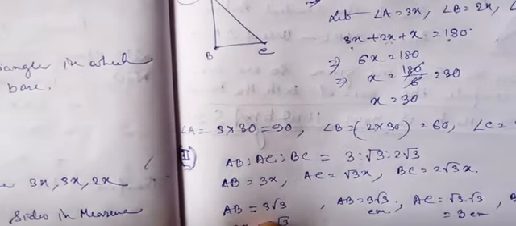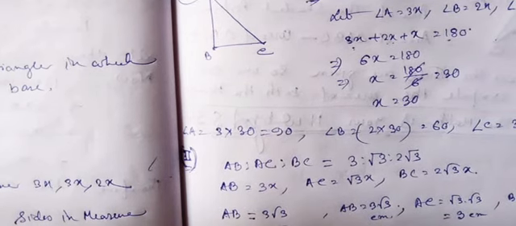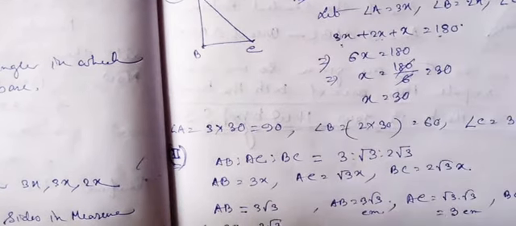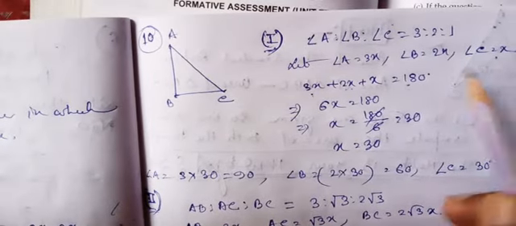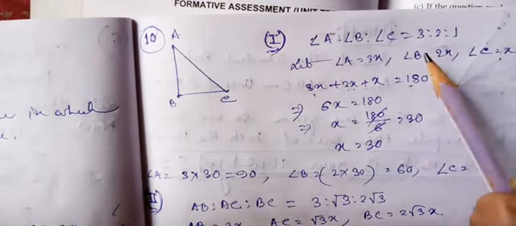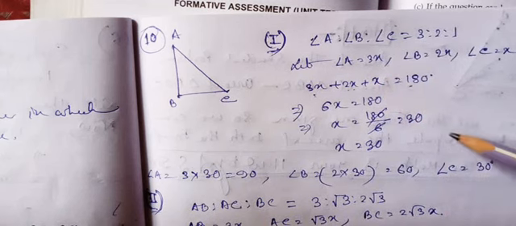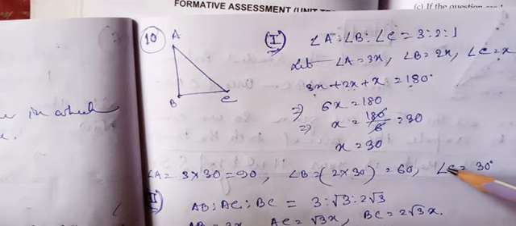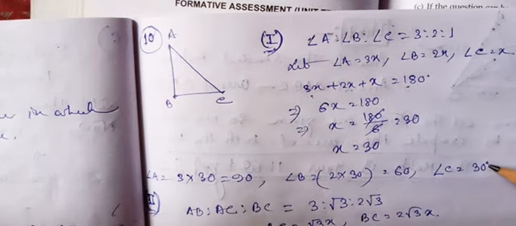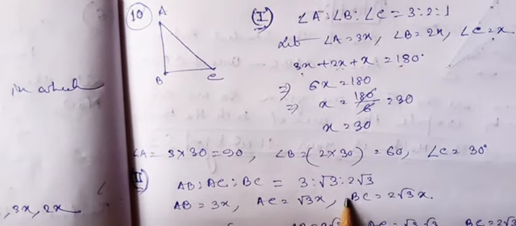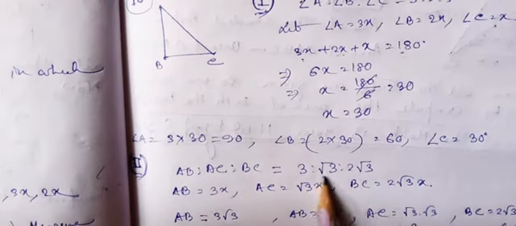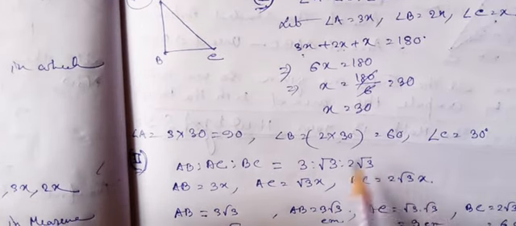Similarly, here also one math question is given. The angles are given in a ratio, and we have to find the angles. These are the angles. And the sides ratio is also given here. So we have to find.